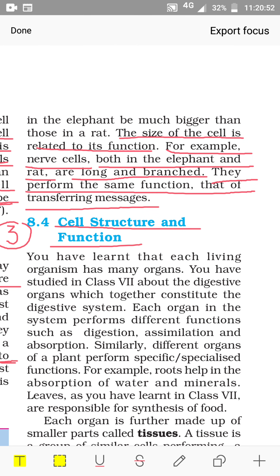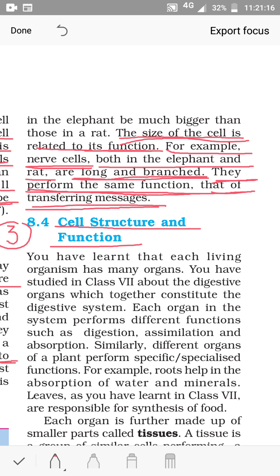The size of the cell is related to its function. For example, nerve cells in both the elephant and the rat are long and branched. And what is their function? They perform the same function, that is, transferring messages. So the size of the cell is not related to the size of the organism; rather, it is related to its function.